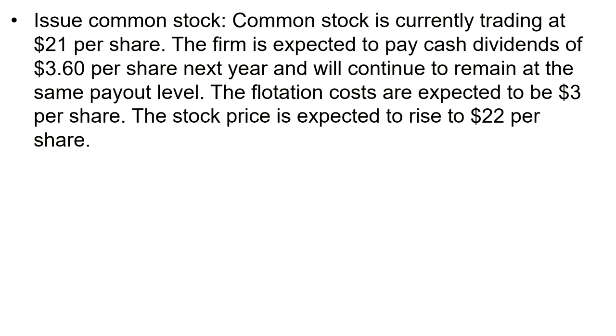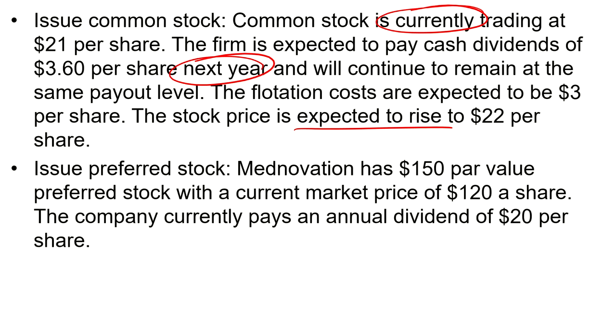Okay, we've got a few choices here. First, issue common stock. Common stock is currently trading at, which means they've issued stock before. Common stock is currently trading at $21 per share. The firm is expected to pay cash dividends of $3.60 per share next year and will continue to remain at that same payout level. The flotation costs are expected to be $3 per share, and the stock price is expected to rise to $22 per share. Okay, so that's one option.